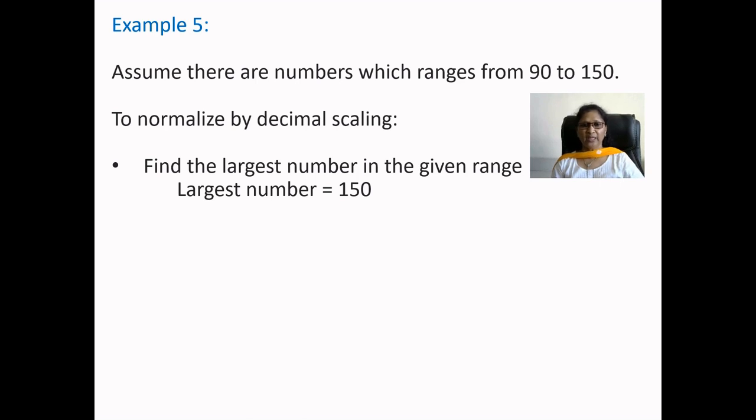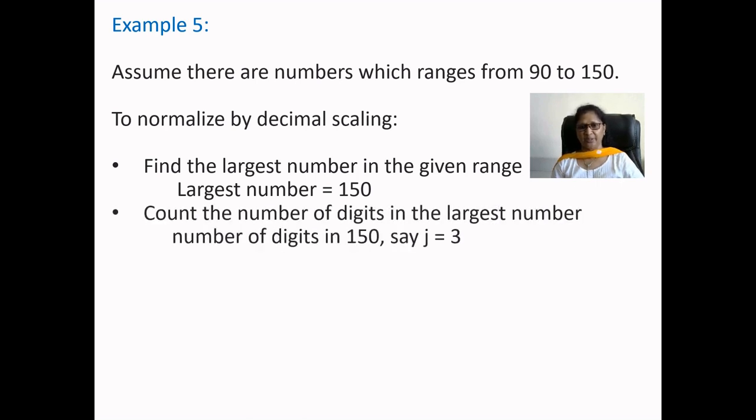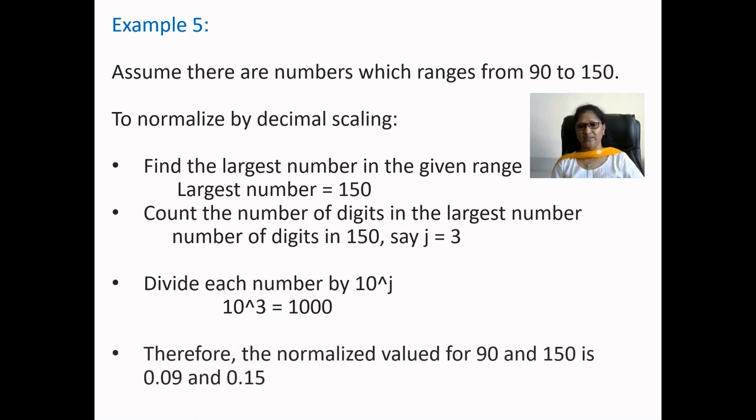So first step was finding the largest number in the range. So it is 150. Now we are going to compute number of digits in 150, that is for value J. So digits are 3. So J is going to be 3. So now we are going to divide each number by 10 raised to 3 and we will get a new value, that is normalized value. So 90 divided by 10 raised to 3, that is 90 by 1000 will give you 0.09, and similarly 150 divided by 10 raised to 3, that is 1000 will give you 0.15. So new range is going to be 0.09 to 0.15.